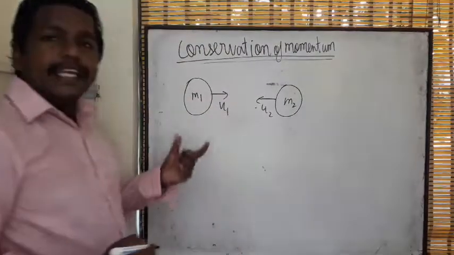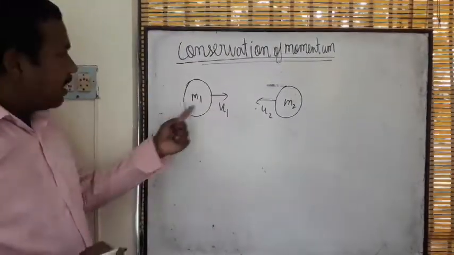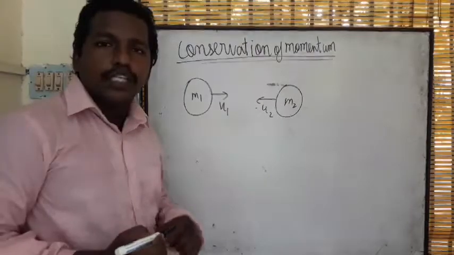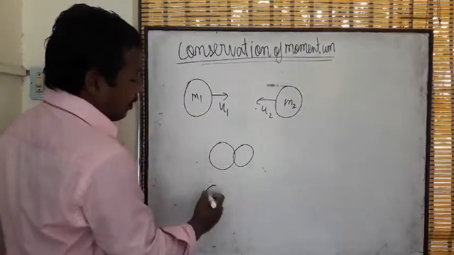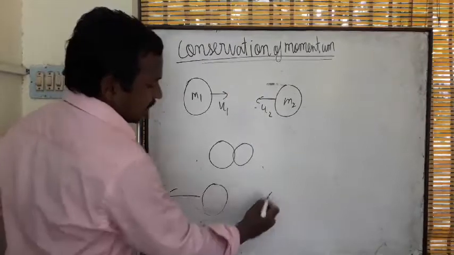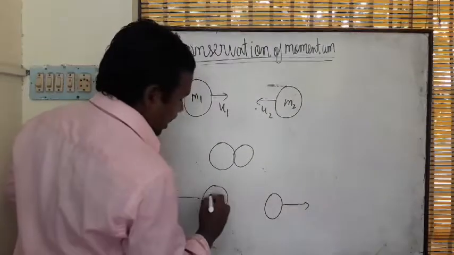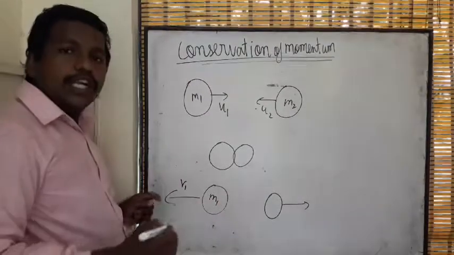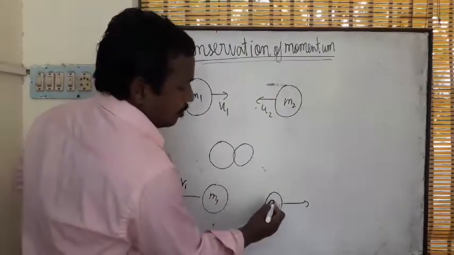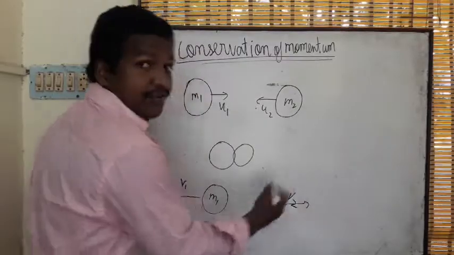That means it is before collision, where this one is u1 and this one is u2. This will happen during the collision. After collision this one will move this side, and this one is going to move this side. The m1 object is going to get velocity v1, and the m2 object is going to get velocity v2.